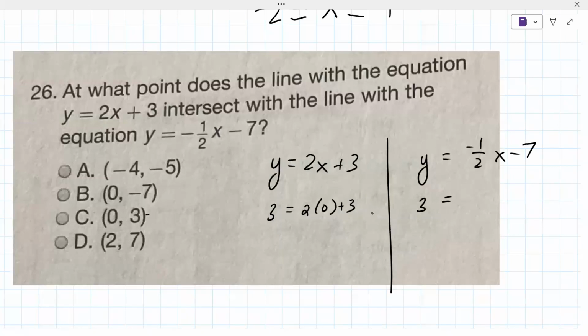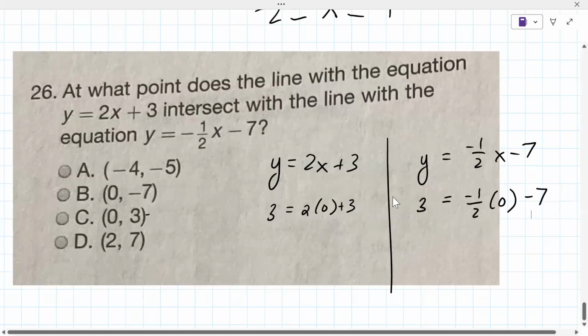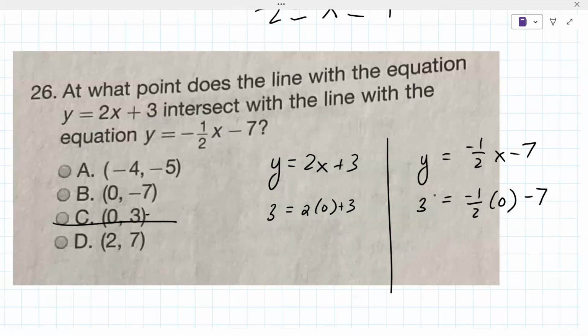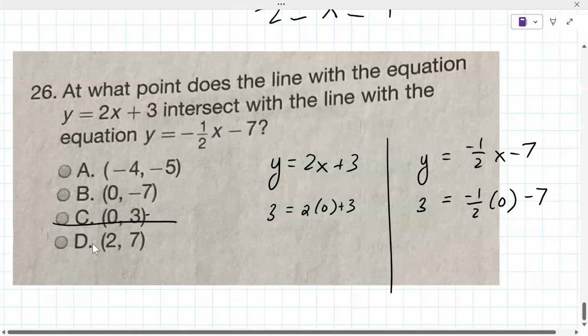Now we do the same thing. Is 3 equal to -1/2 times 0 minus 7? Is this true? No. Why no? What about this isn't true? You seem uncertain though. 0 times anything is 0. So is -7 the same as 3? No, that one's out. So it's got to be B? No, we've eliminated an answer. That's all we've done. So let's try B.